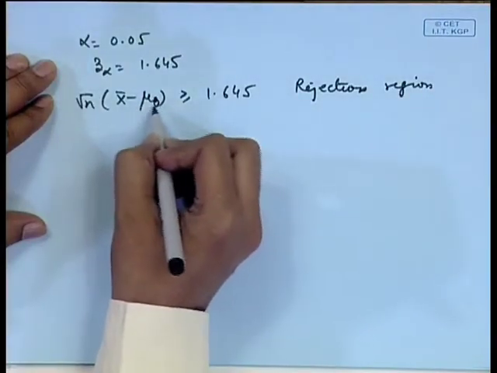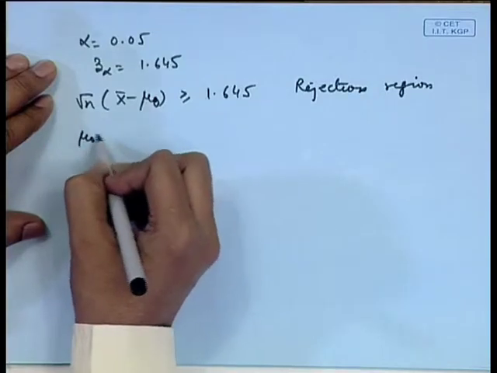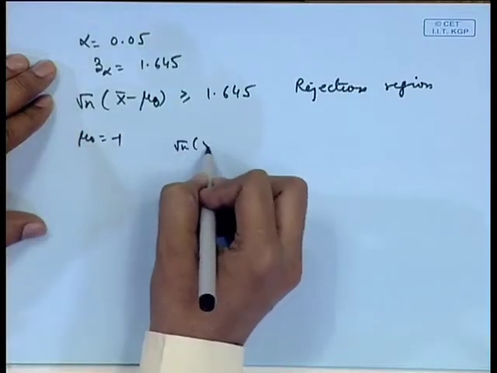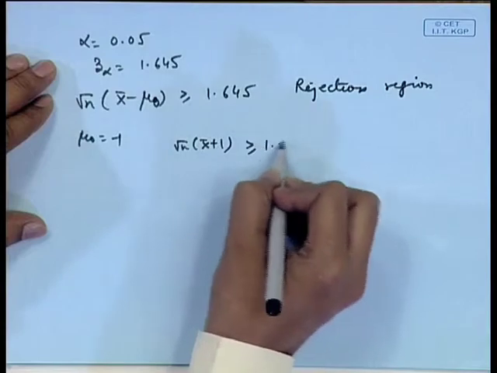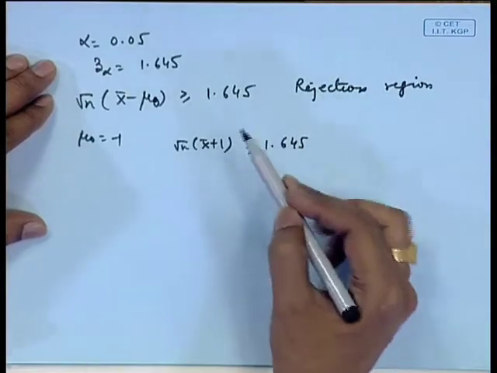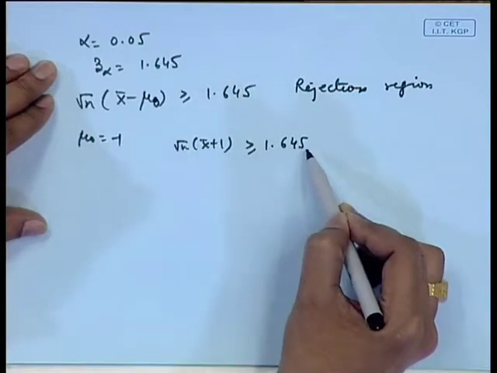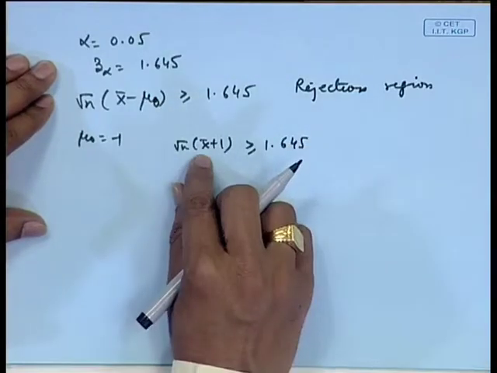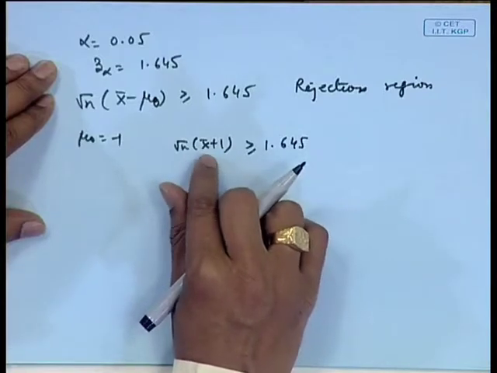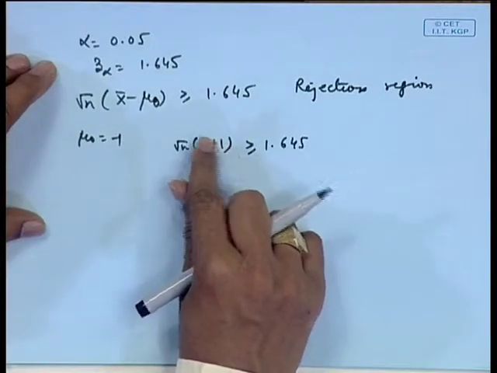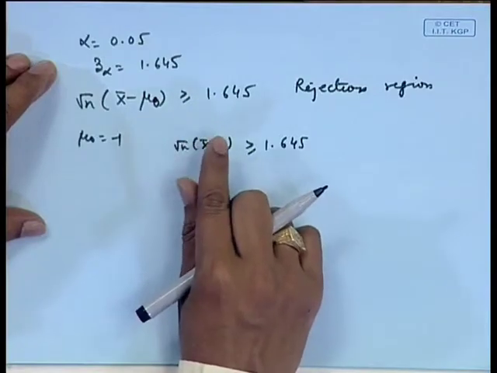So, if I take mu naught equal to say -1, then this becomes root n x bar plus 1 greater than or equal to 1.645. If we compare with the previous example where mu was 0, it was root n x bar greater than or equal to 1.645. So, the magnitude of x bar which will be considered large depends upon the probability of the type 1 error, that is, the value of the probability distribution when mu is equal to mu naught. A similar behavior is observed.